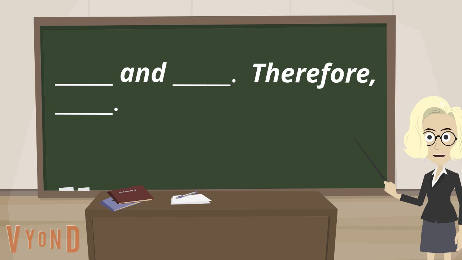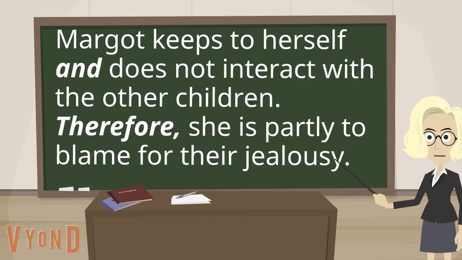So instead of saying she is really unfriendly, I'll try the third frame, this frame. So in this section, what I say causes Margot to be partly to blame for the kids' jealousy is that she keeps herself apart from the other kids. That's what my evidence says. So I have to ask myself, does it logically make sense to say Margot keeps to herself and does not interact with the other children? Therefore, she is partly to blame for their jealousy. What do you think?